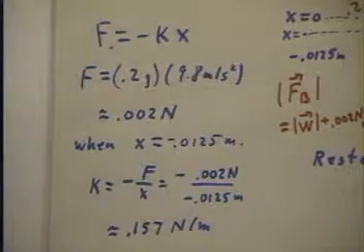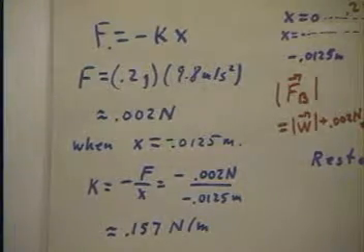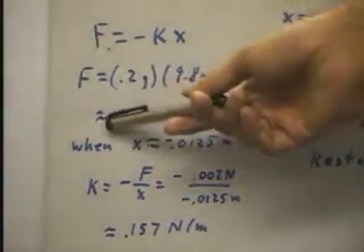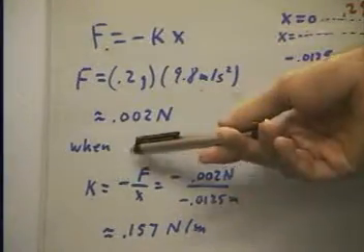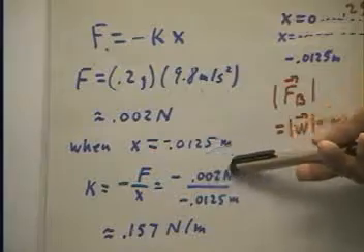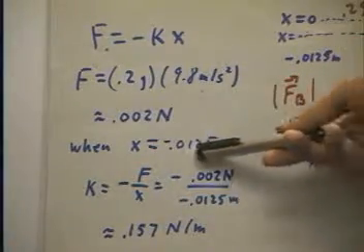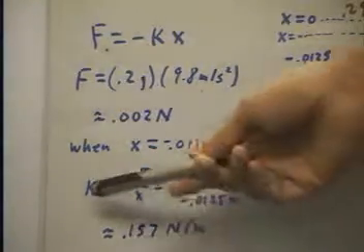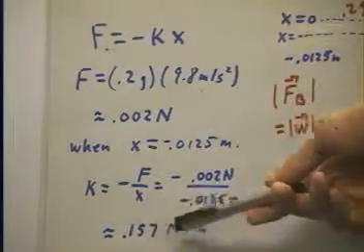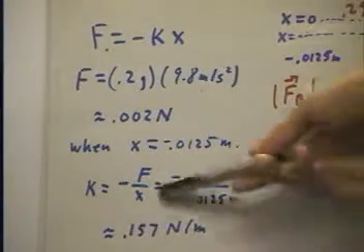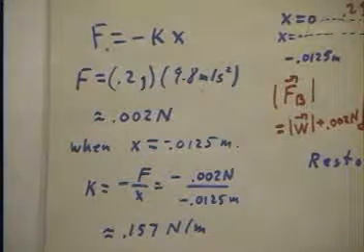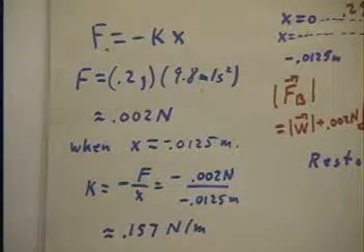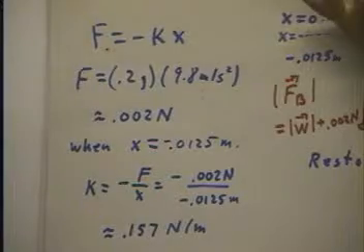From our observation that a force of about 0.002 newtons was associated with a change in x of negative 0.0125 meters, we get k equals negative F over x, which comes out about 0.157 newtons per meter. Turns out that this is about half of what it really should be, and I'm not sure how we managed to miss it by a factor of 2, but we did.